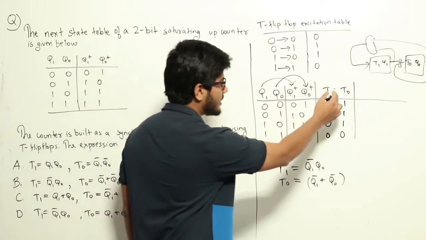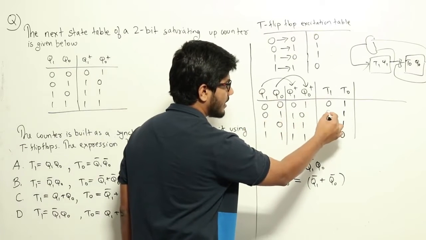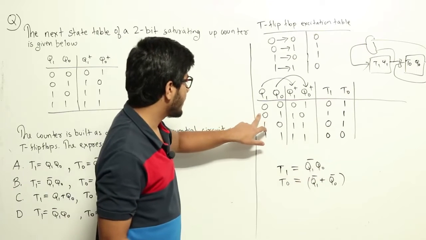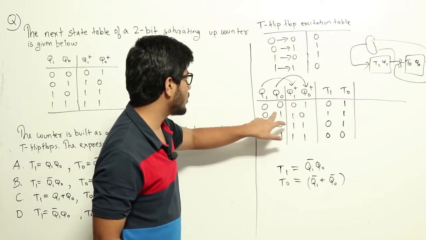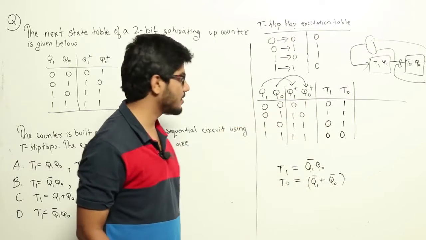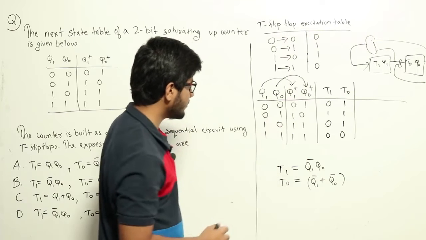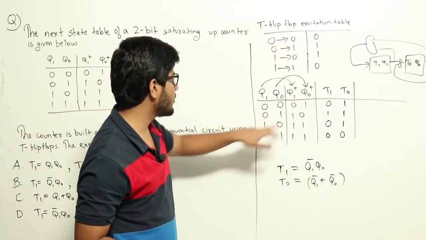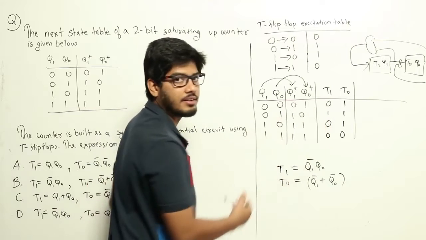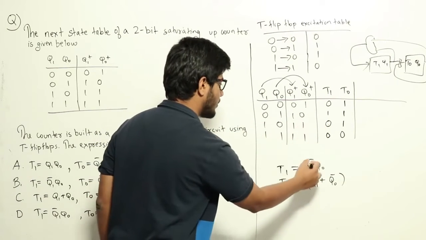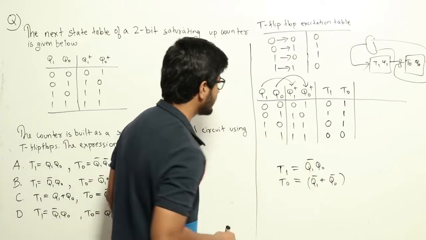If you look at T1, only here the second one it is 1, for the rest all it should be 0. Meaning when Q1 is 0 and Q0 is 1, it is 1, for all the others it should be 0. This is nothing but the expression Q1 complement into Q0. If you look at Q1 complement into Q0, only for 0, 1 it will be 1. For the rest all 3 it will be 0. Meaning T1 is Q1 complement Q0.